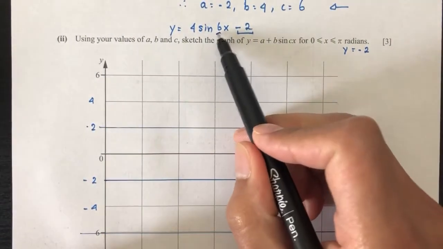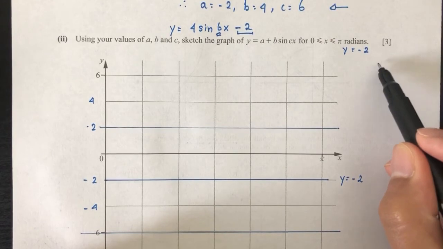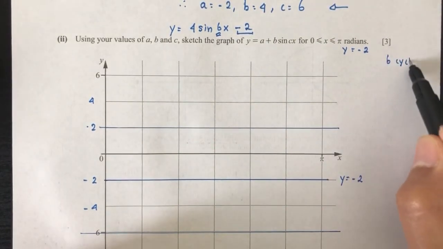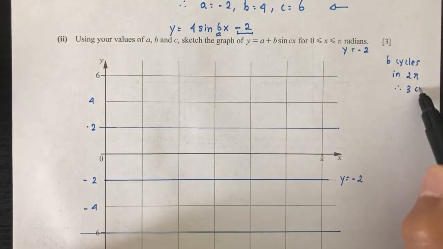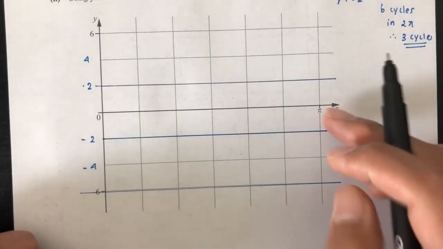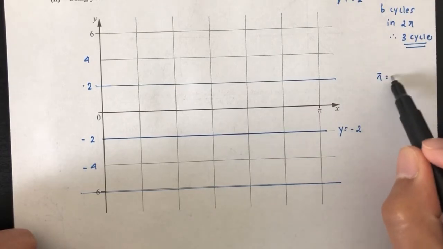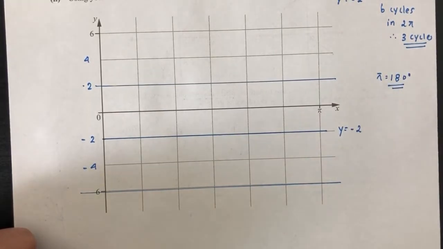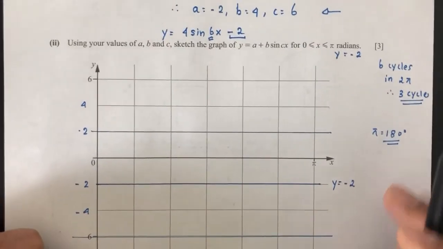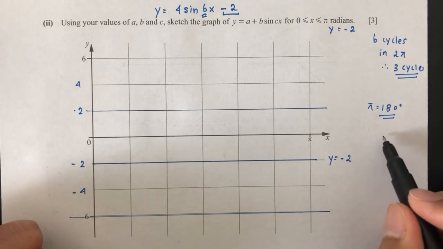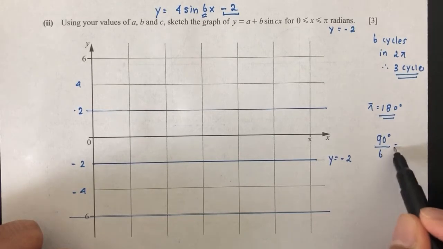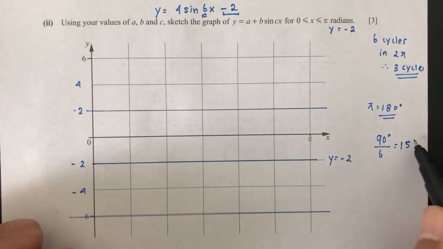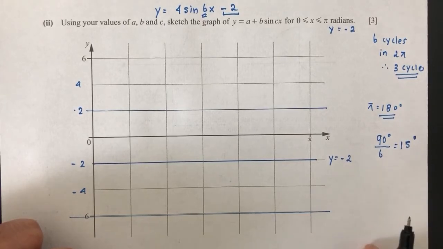Now when we have 6 here, it means we're supposed to have 6 cycles in 2 pi. So between 0 and pi, we will only have 3 cycles. This is pi, which is 180. Let's see where we have interesting values. Here we have 6x, so what we do all the time is take 90 divided by 6. That will give me 15, so at every 15 degrees we have something interesting happening.